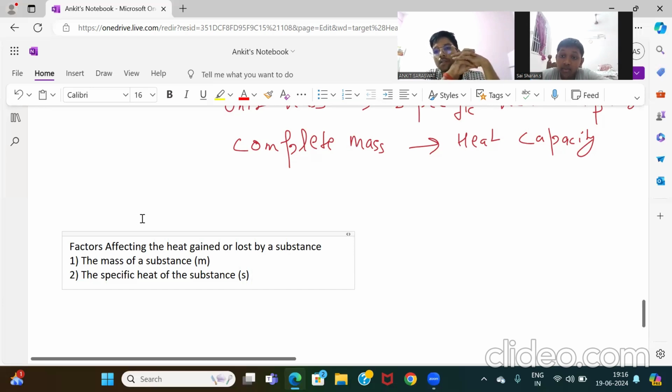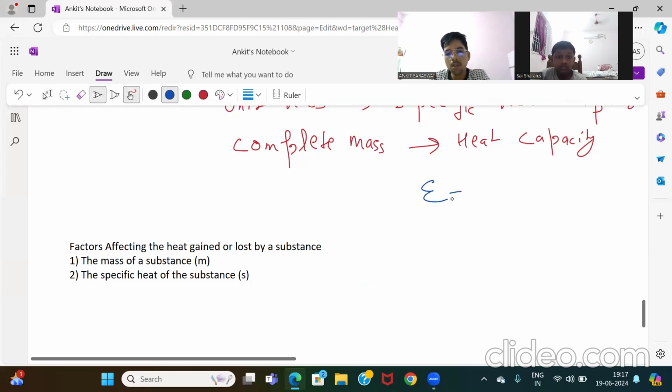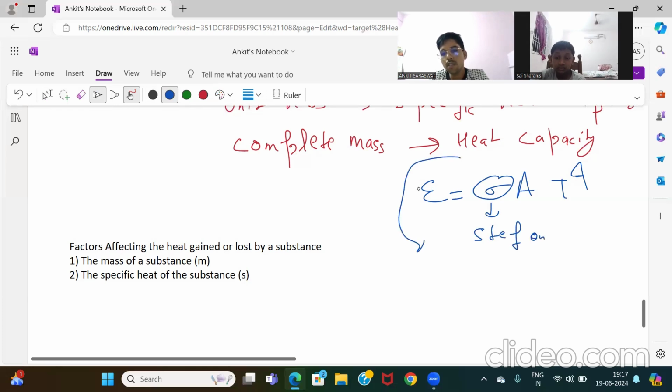We can't reach the sun. Scientists have placed certain instruments in space, and they are checking how much radiation is entering our space. On the basis of the amount of radiation, you will learn maybe in class 12, there is one formula: E is equal to sigma A T to the power 4. This is the Stefan constant. E is the amount of heat radiated or absorbed.